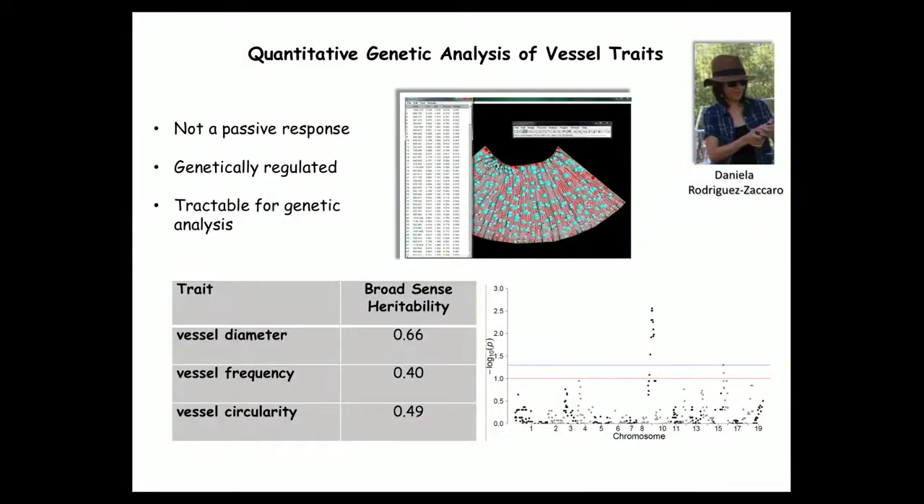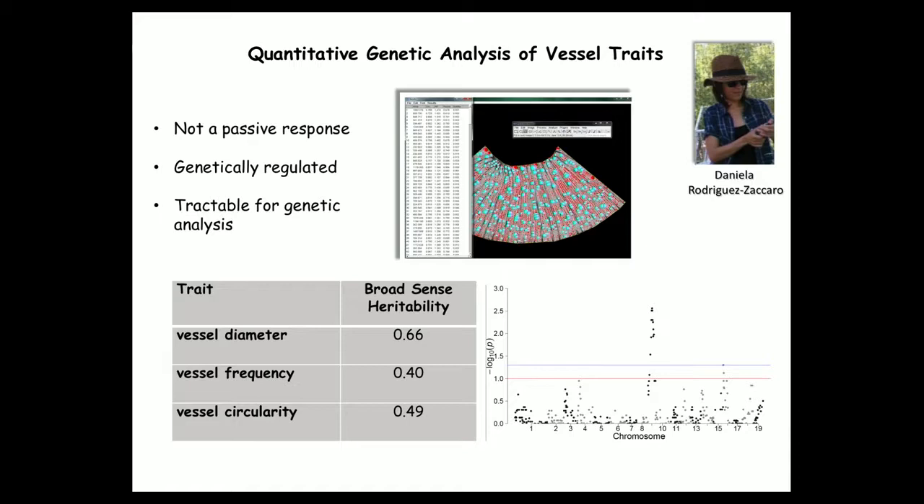Very little is known about this trait, though, so Daniela undertook a heroic project where she's been sectioning the stems of a large number of these trees, and this is still work in progress. But she's digitizing all of these images. She's capturing the information about the size, location, and other properties of the water conducting vessels within the cells, and then using those traits in genetic analyses.